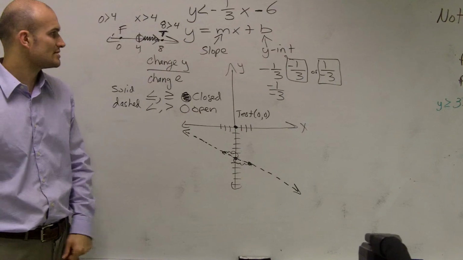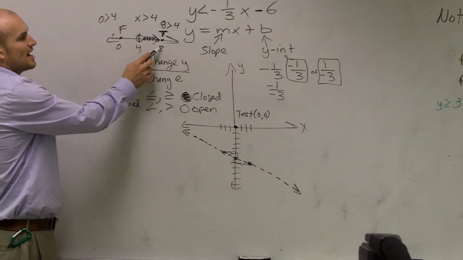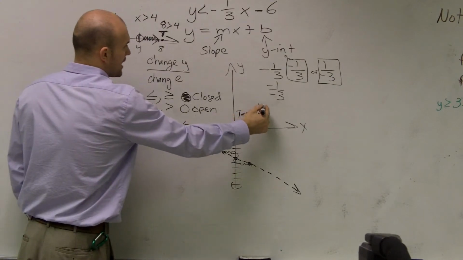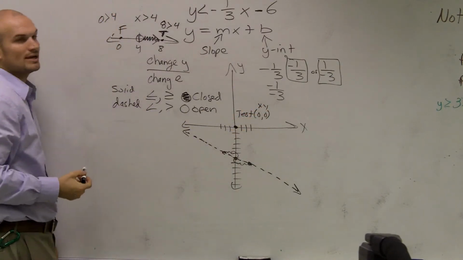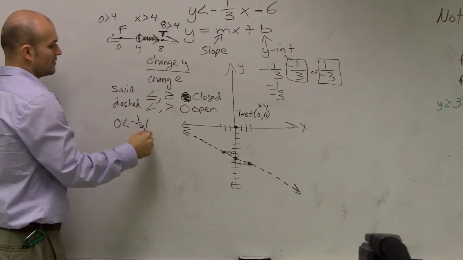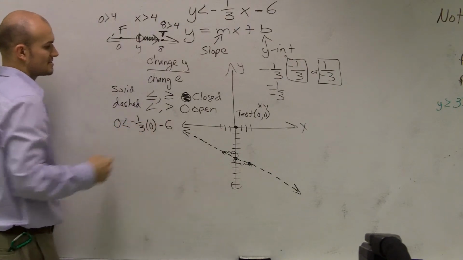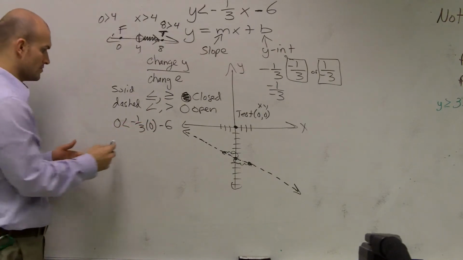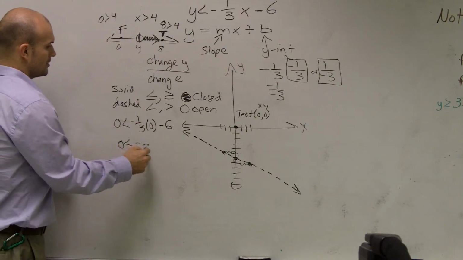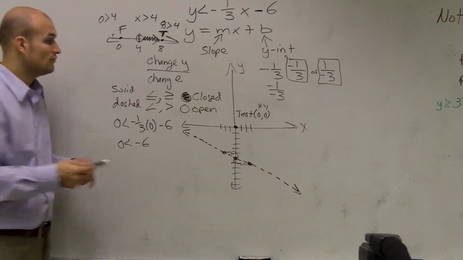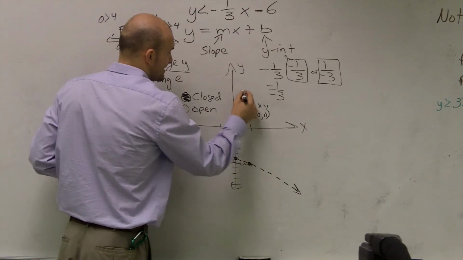So how do you test 0, 0? Before, I plugged points in for x. Now I have a point x, y, so I need to plug in 0 for x and y. So I say 0 is less than negative 1/3 times 0 minus 6. Negative 1/3 times 0 is 0. Is 0 less than negative 6? True or false? No. False, right? So make a nice big X.